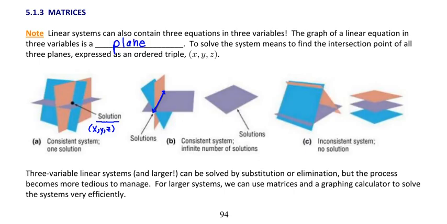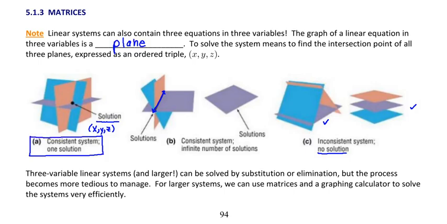Inconsistent systems with no solution can happen in a couple of ways as well. You may have the possibility that all three of your planes do intersect, but all three planes don't share a point in common. Or all three planes are parallel. For our purposes, we'll be working with consistent systems with one solution.